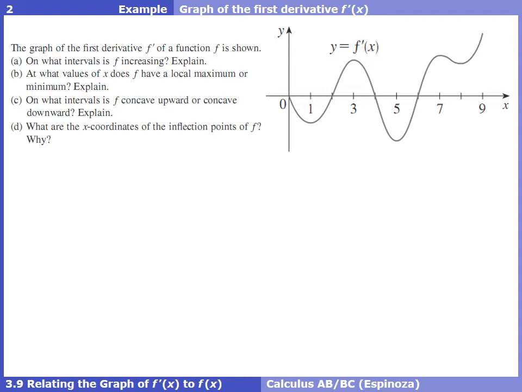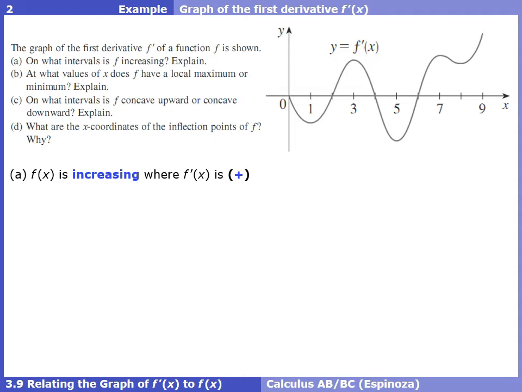So we have A, B, C, and D that we have to address, so let's just go one by one and figure this out. So in part A, we want to figure out on what intervals f is increasing. Again, keep in mind, this is not the graph of a function, this is the graph of the derivative. So when we say increasing, we're not looking at this graph per se, we're thinking about what this graph would tell us about the original graph.